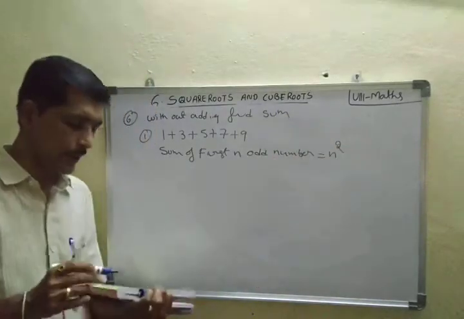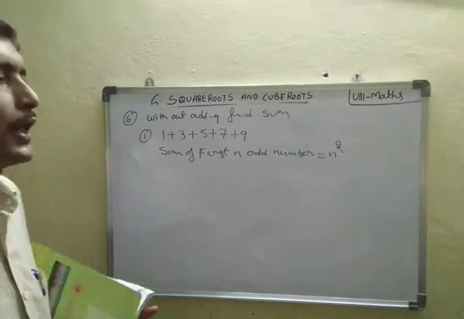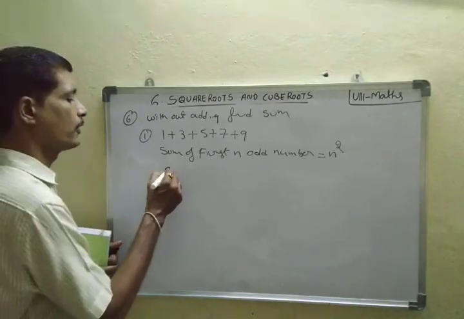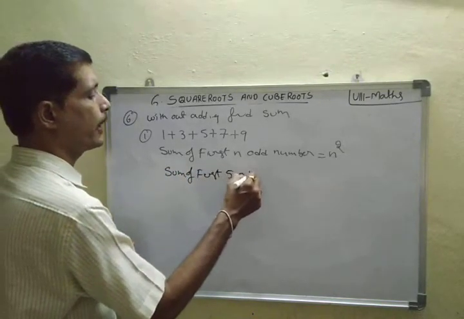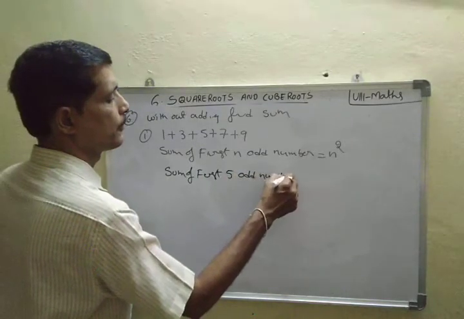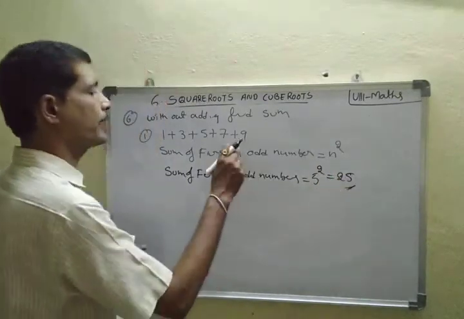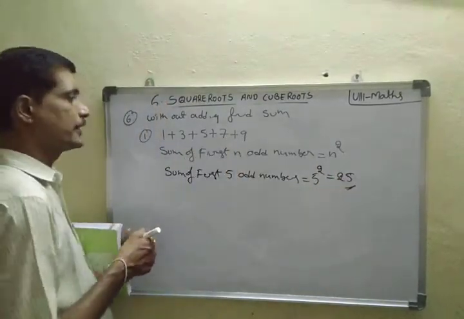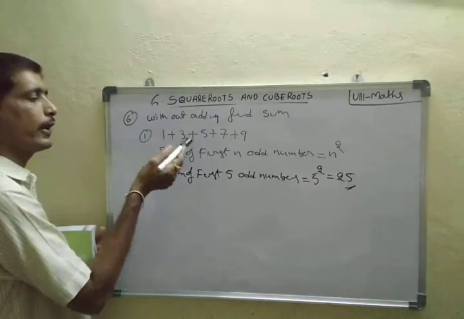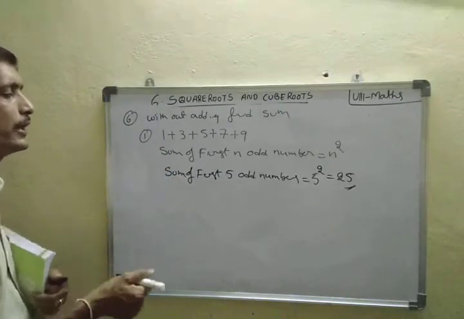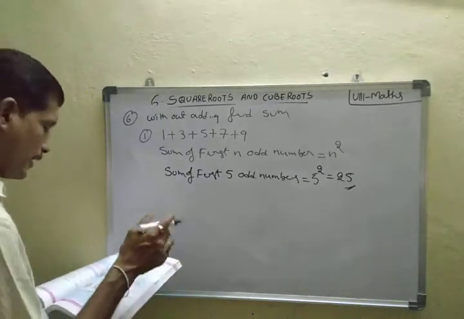Here how many numbers are there? Sum of the first 5 odd numbers equals 5 square, that equals 25. Is that correct or not? 9 plus 7 is 16, 16 plus 5 is 21, 21 plus 3 is 24, plus 1 is 25. Yes sir? That is the formula. The sum of the first n odd numbers formula is n square. The sum of the first 5 odd numbers is 5 square.